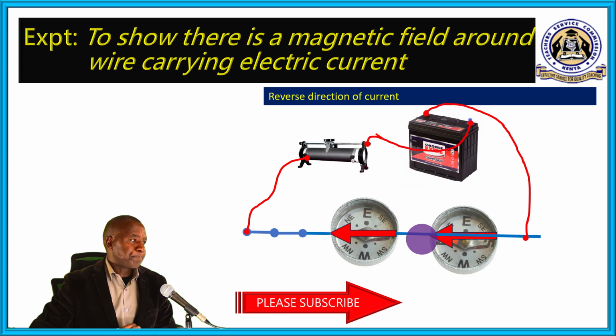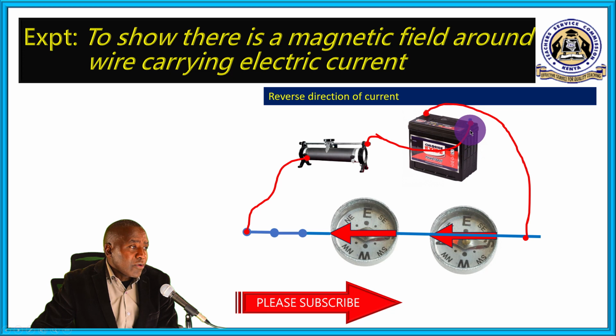Let's continue. How about reversing the direction of current through the wire? What is the effect of reversing the direction of current through the wire? And how do we reverse this current through the wire? Number 1, we interchange the terminals of the battery. This wire in our previous diagram was here, and this one was here. In other words, current was flowing.